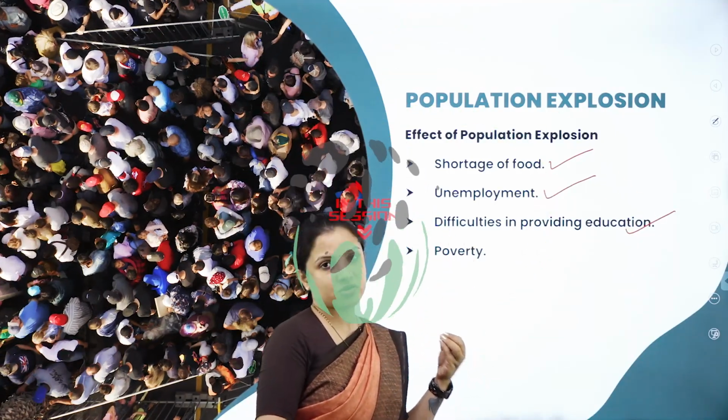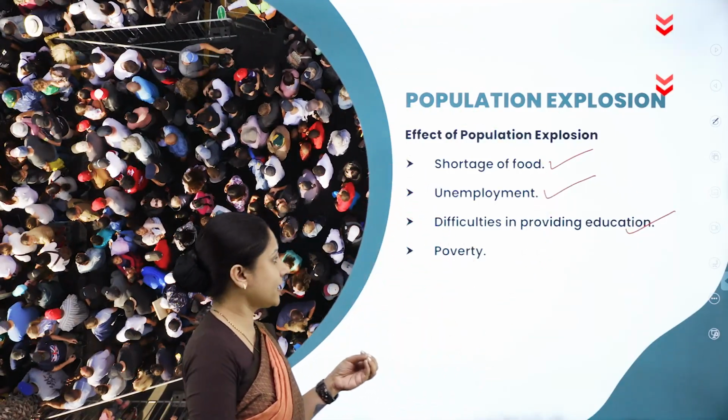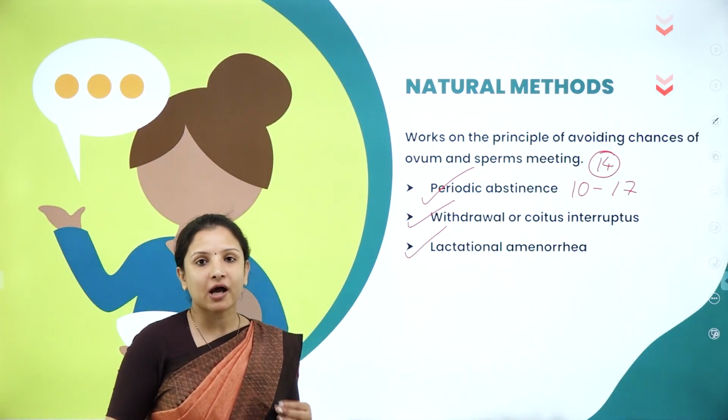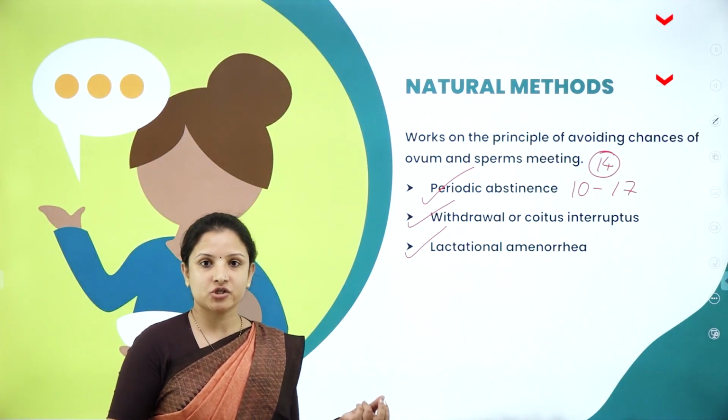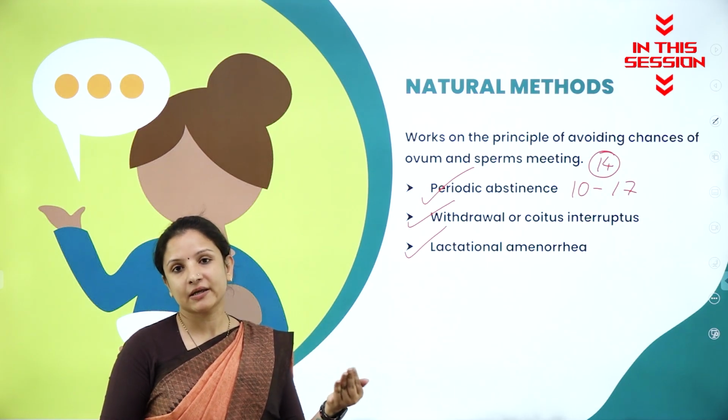Difficulty in providing education is one of the effects of population explosion. So lactation means production of milk, right? So when does the production of milk start? As soon as the woman gives birth to a child.